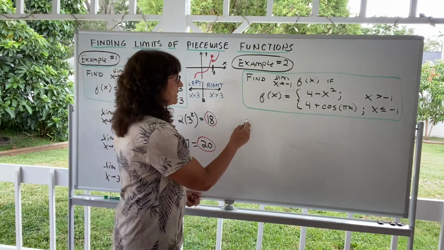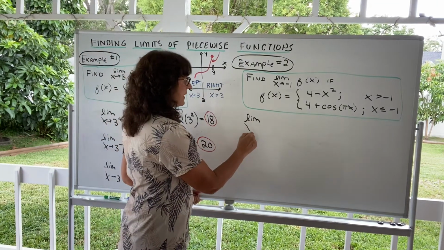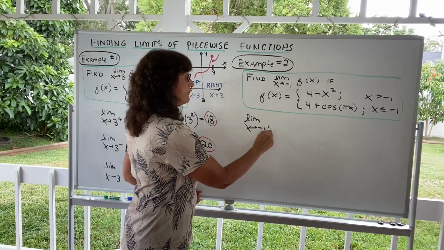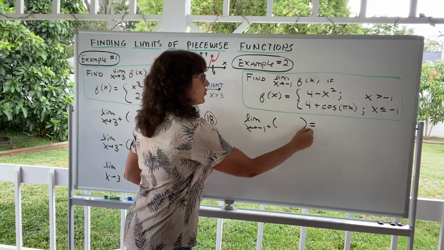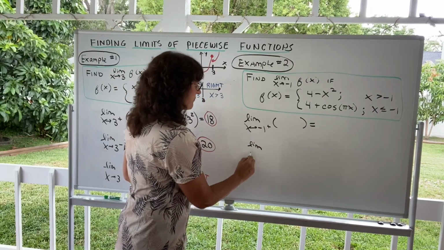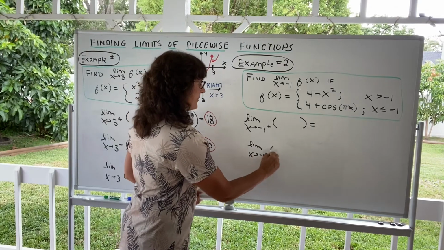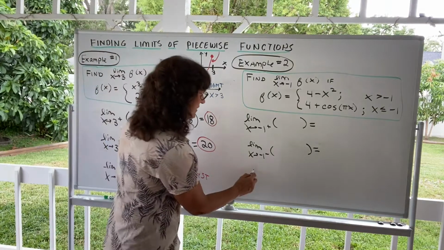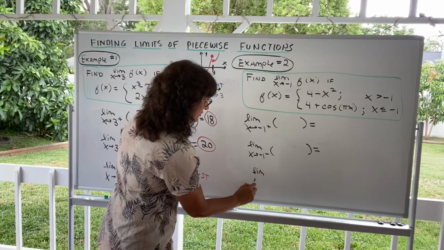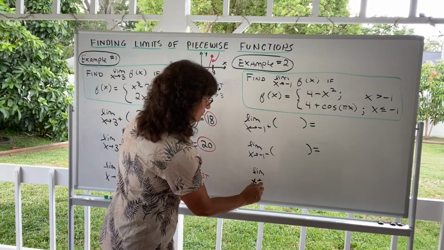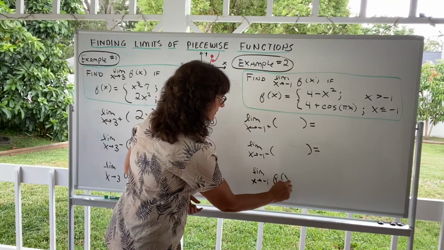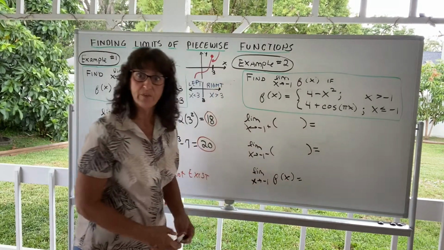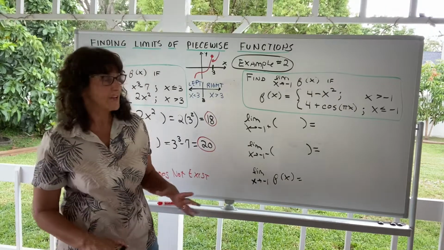So let's write this one up. We want to take the limit as x approaches -1 from the right. We want to take the limit as x approaches -1 from the left, okay? And then we're going to merge these together, and we're going to get the limit of the function as x approaches -1. But we don't know what the limit of the function is until we see if the left and the right are going the same direction.